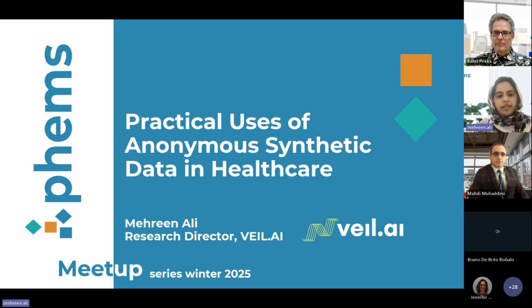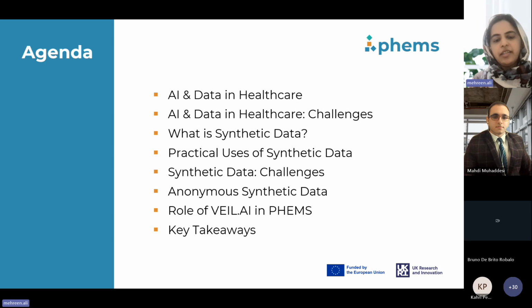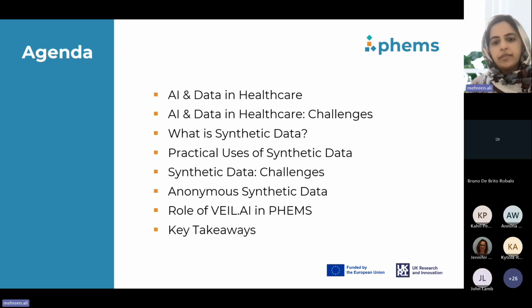So let's look at the agenda first. We'll start by exploring the role of AI and data in healthcare and the challenges there. Then we'll learn what synthetic data is, what its practical uses are, and some of the challenges associated with synthetic data. Towards the end, we'll explore anonymous synthetic data and how Veil AI is helping PHEMS achieve that. And then I will end with some key takeaways.